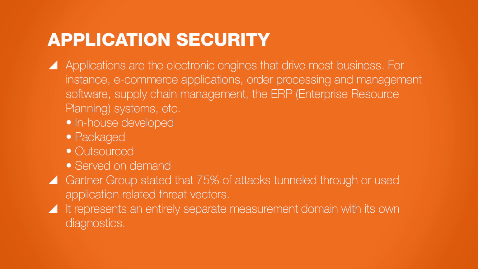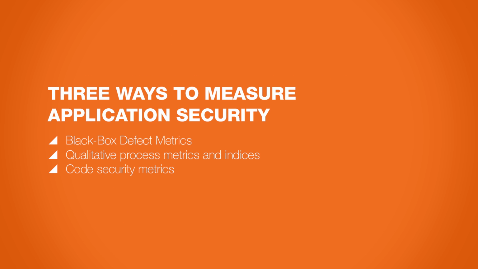Application threat vectors are less well understood than network-based threats, but they are just as important. Gartner Group stated that 75% of attacks tunneled through or used application-related threat vectors. Measuring the relative security of application code is hard. The security industry has not arrived at a consensus about exactly what it means to build a secure application. It represents an entirely separate measurement domain with its own diagnostics. There are three ways to measure application security.